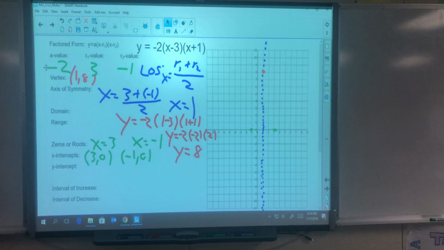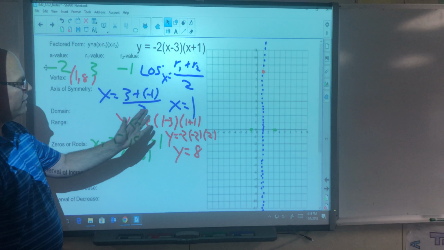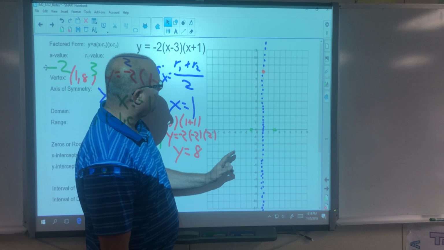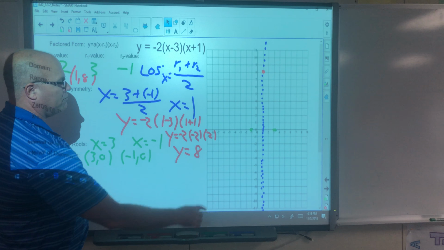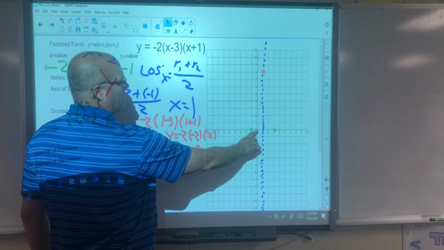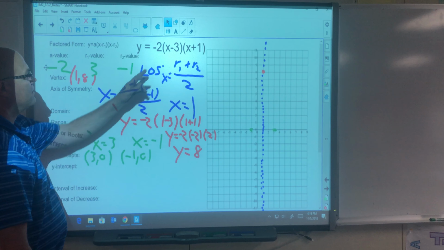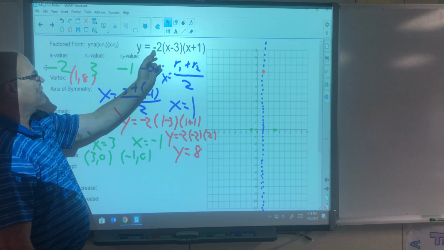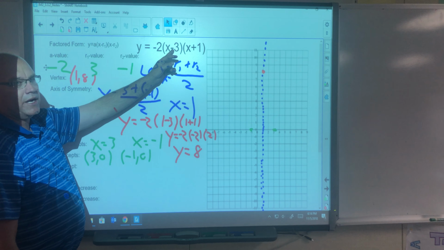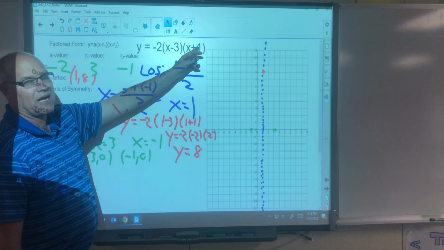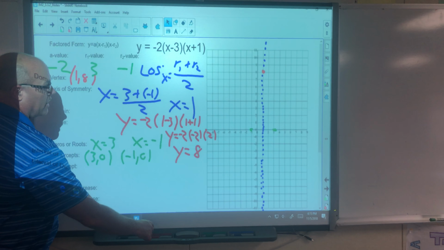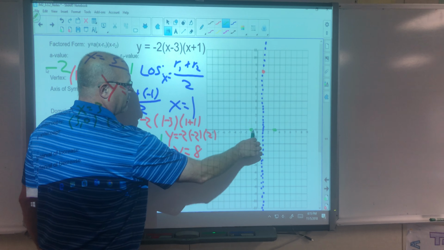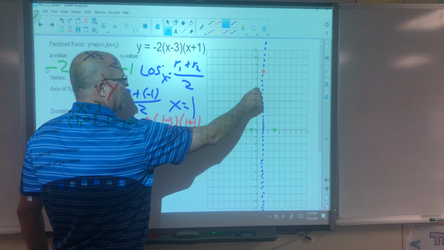So now, just like we did before, we want to fill in the table and make a nice pretty graph. So the next value I would probably substitute in would be x is 0. All right, that should be easy math. With 0 and 0, I'm basically going negative 2 times negative 3, positive 6. 6 times 1 is 6. All right, so when x is 0, y is 6.